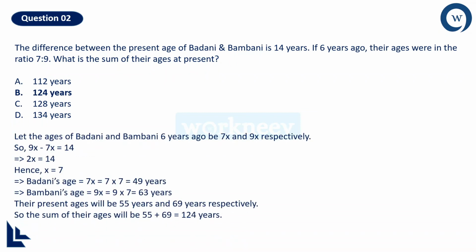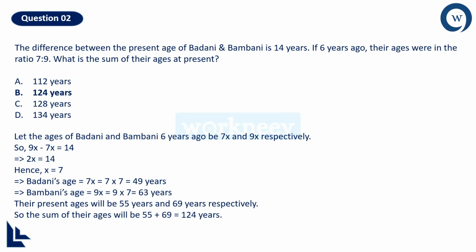There might be people who have done the problem in this way. It's absolutely okay, but you just see the time required to solve the problem and the space that you are taking to solve this particular problem. The solution goes like this. Let the ages of Badani and Bambani 6 years ago be 7x and 9x respectively. This is from the problem statement.